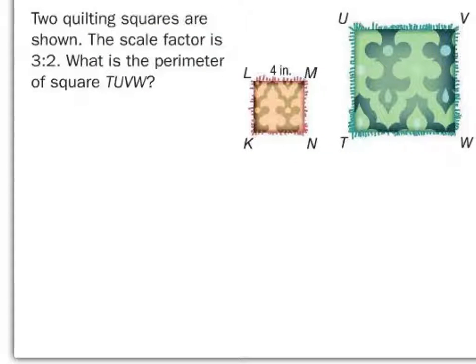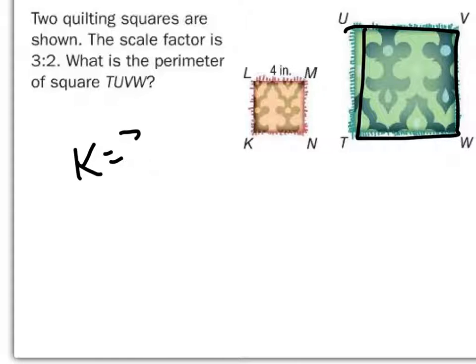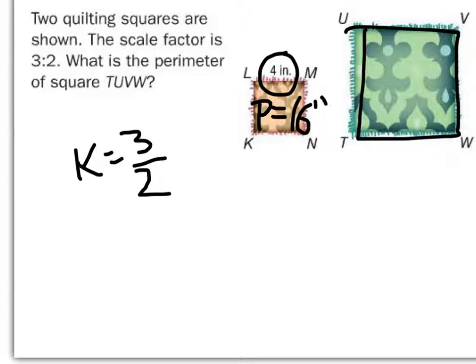All right, so on this one, we just need to find the perimeter of this big square. And it tells us the scale factor. The scale factor here is 3/2. But it also told us the length of this side of the square. Well, the unique thing about squares is that all the side lengths are the same. So this one is going to have a perimeter of 16 inches because these side lengths would be 4 inches as well. Okay? Same with this one.